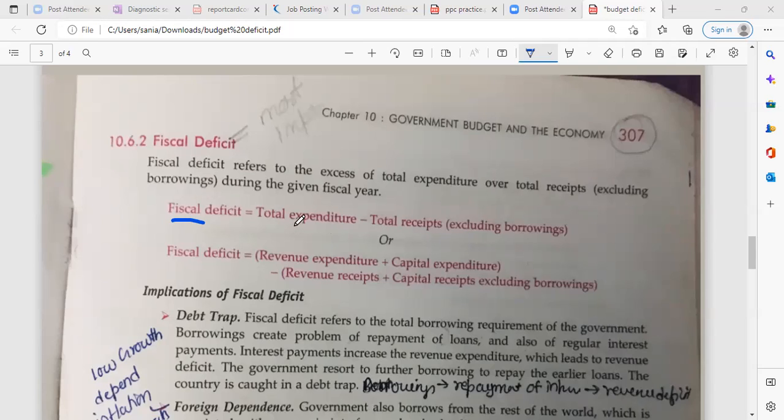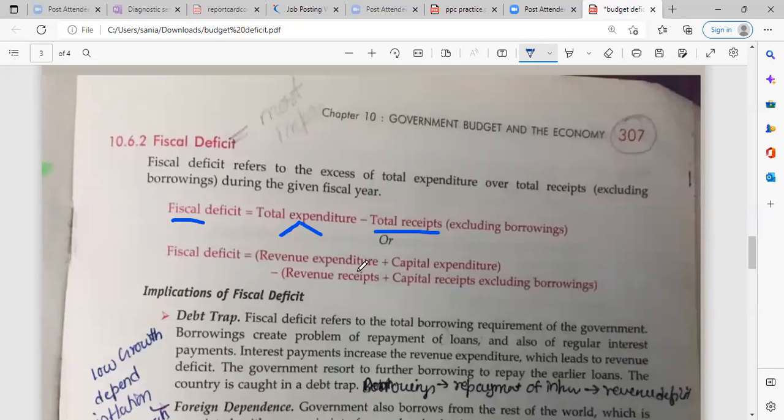So now this formula is total expenditure minus total receipt. Okay, so you know expenditure is of two types, right? Revenue and capital. So I just expanded this formula. Basically this is revenue expenditure plus capital expenditure. And you know total receipt is of two types, revenue receipt and capital receipt. So this was the expanded one. Instead of writing total expenditure, they have written revenue expenditure plus capital expenditure. And instead of writing total receipt, they have written revenue receipt and capital receipt.